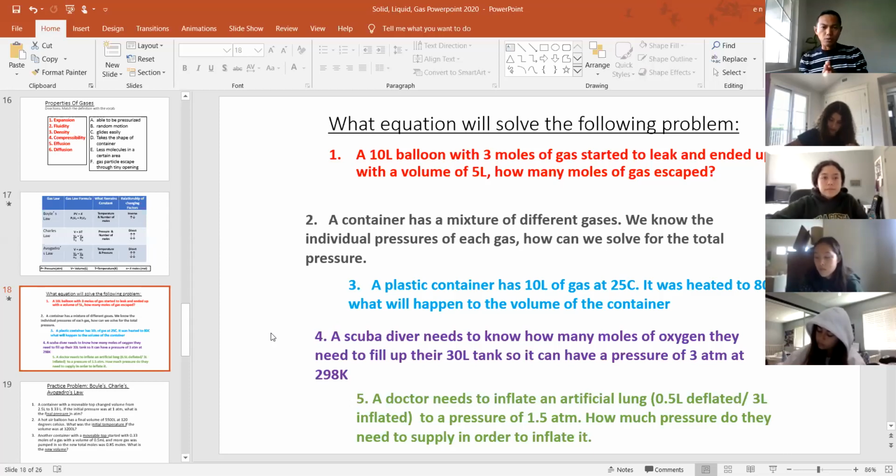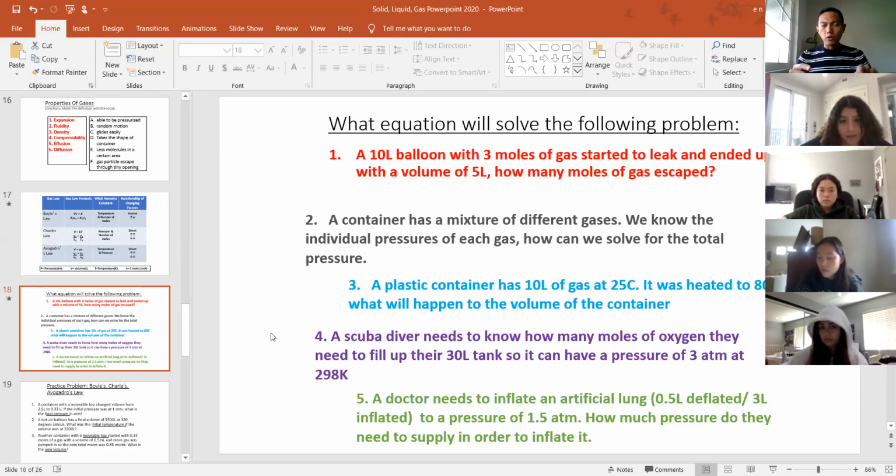Now, number 2 says a container is a mixture of different gases. We know the individual pressure of each gas. How can we solve for the total pressure? This particular question is not one of the 3 in the previous slide. It's not Charles', Avogadro's, or Boyle's.